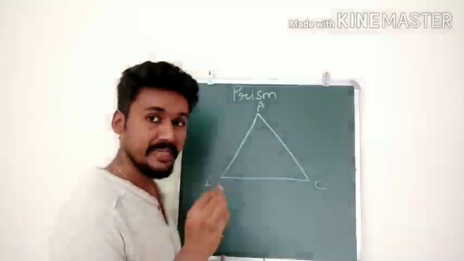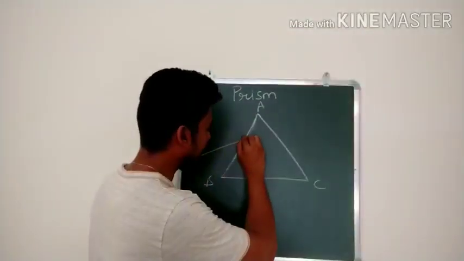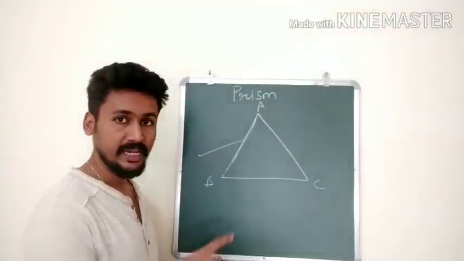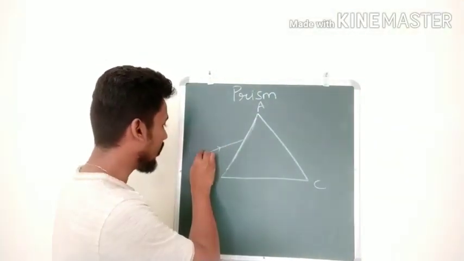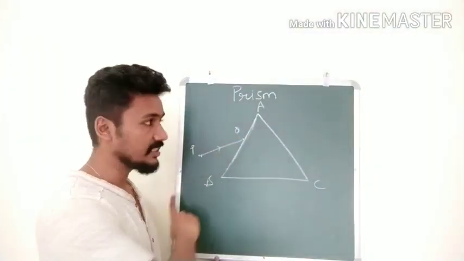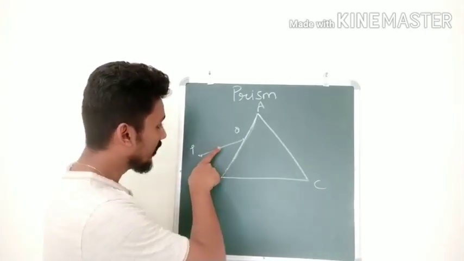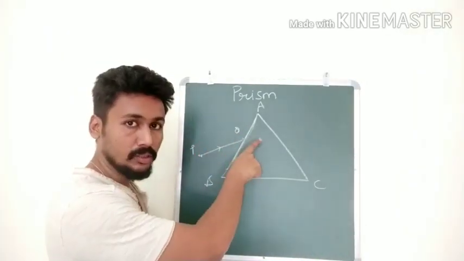Okay, so imagine there is a ray of light. A ray of light is incident like this on our prism. It is incident on the face AB. This ray, let us call it PQ. So PQ is the ray which is incident on our prism. When it enters over here, it is going from air medium into glass medium.